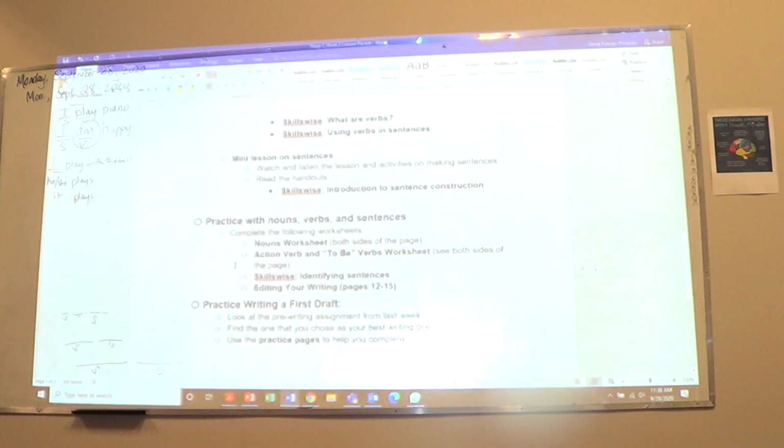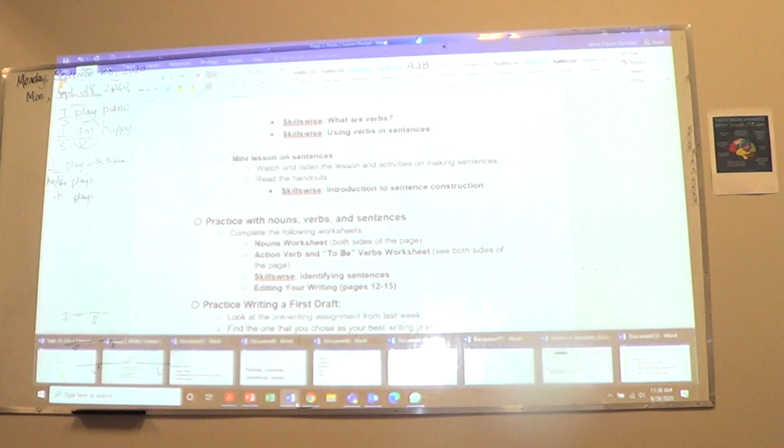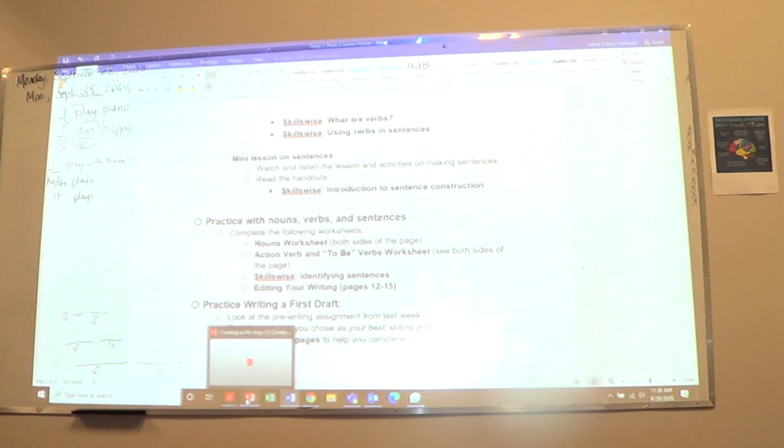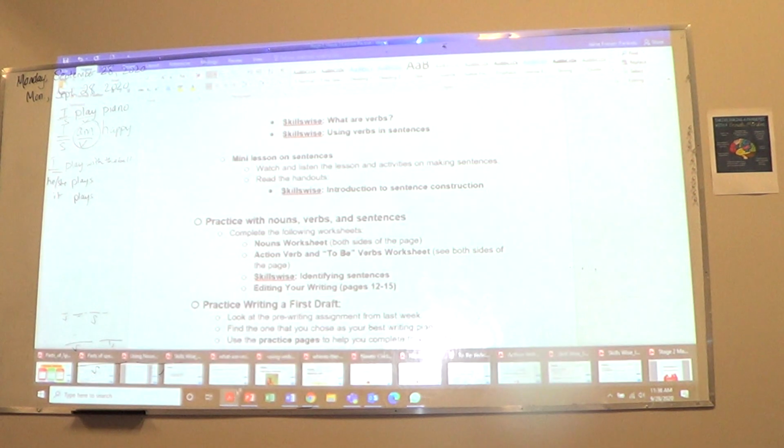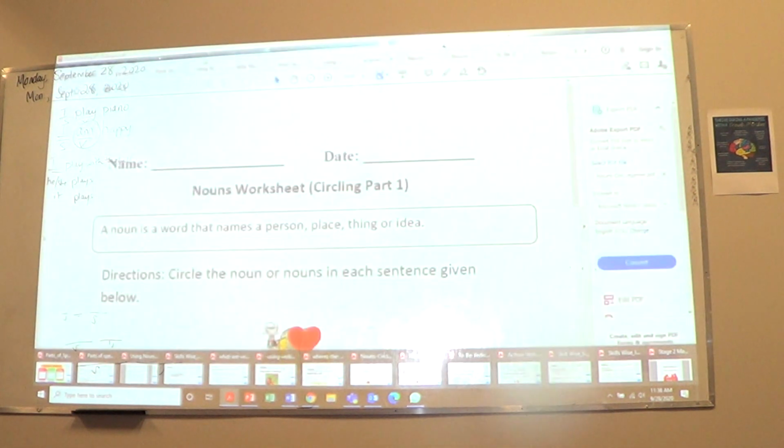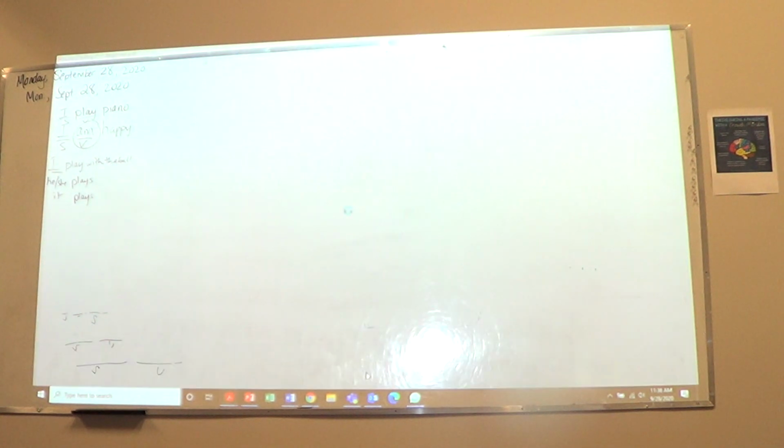Then you get down to this one that says practice with nouns, verbs, and sentences. Complete the following worksheets. People love worksheets and I don't give them very often, so enjoy these while you have them. Because usually I just make you think. Worksheets sometimes make you go into a state where you just start circling things and not really thinking.